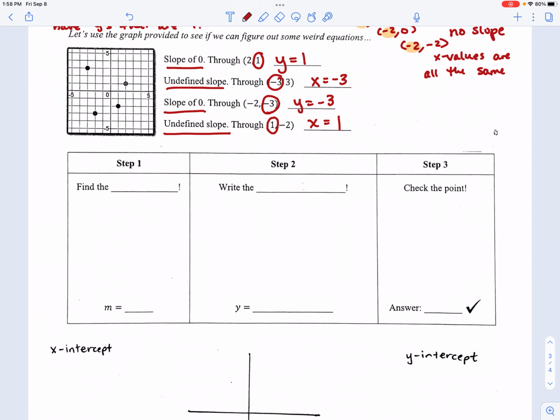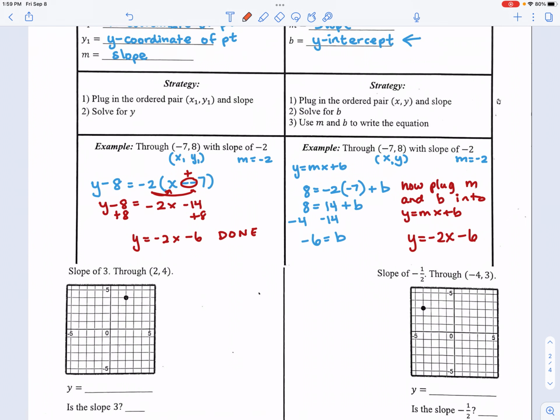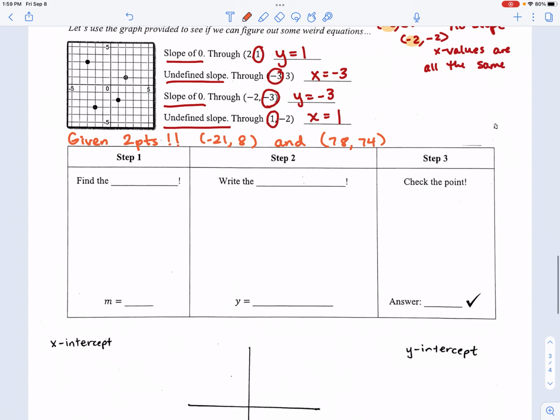Now, what happens when I give you 2 points? So given 2 points, let's say I give you (-21, 8) and (78, 74). I want to find the equation given 2 points. So before, we did a point and a slope, but now we just have 2 points. I'm missing the slope. So step 1 is to find the slope.